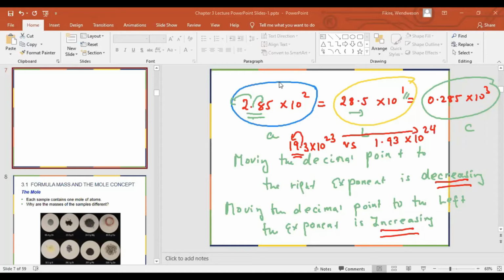When you move the decimal point to the left, here is the key. When you move the decimal point to the right, here is the key. You see? Yes, sir, I got it. Thank you.